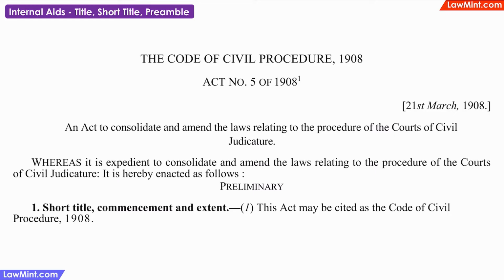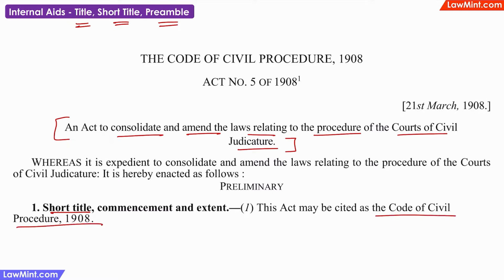The first set of internal aids to interpretation are the title, the short title, and the preamble of the Act. The actual title of the Act can be a little lengthy. For example, the full title of the CPC is an Act to consolidate and amend the laws relating to the procedure of the courts of civil judicature. The title can usually help in understanding the main subject matter, the scope, and the purpose of the Act. Because the full title is lengthy, most acts will have a short title, which is the normal title that is used to refer to the act. As such, the short title does not have any significant value in interpretation.